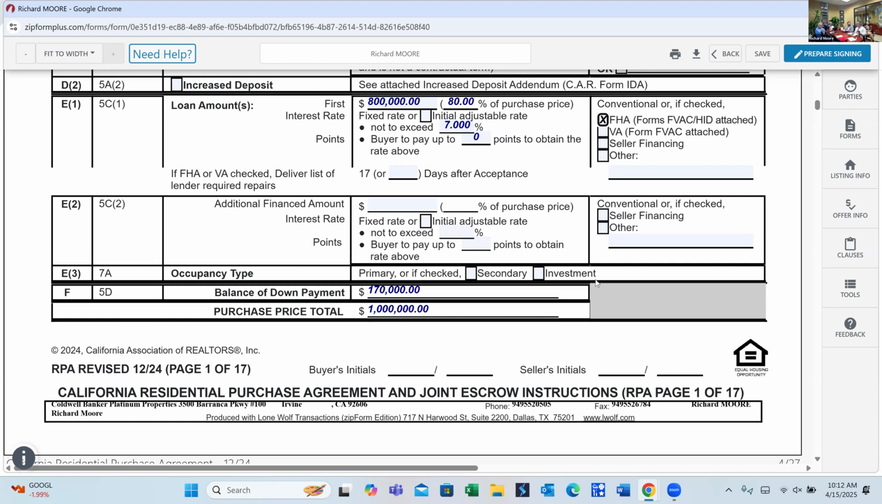Section E3, occupancy type, primary, or check secondary or investment. Well, why is that important? Because if the buyer is getting a loan, and what if they actually are not going to buy this as a primary residence? Well, we should be sure that the appropriate box is checked. And not only that, if they're getting evidence of a pre-approval letter or pre-qualification letter, it should reference the fact that it is an investment property and not a primary residence.